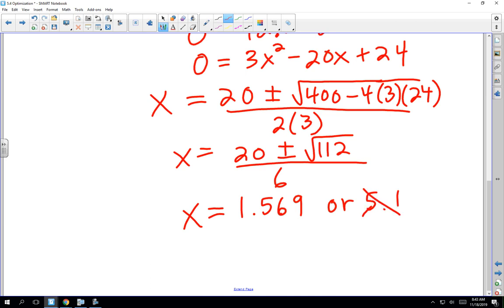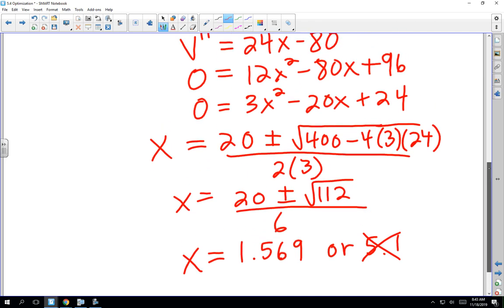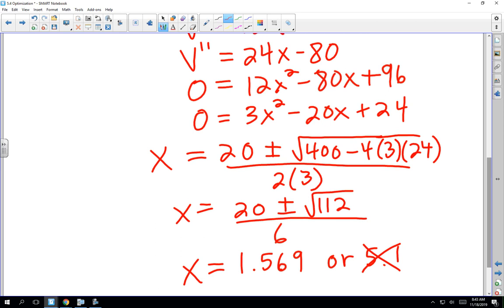Okay, so we can toss out that one. So our only candidate is the 1.569. To test to see if that's truly a max, I can plug it in to V double prime. What happens when I plug that into V double prime? V double prime of 1.569 is going to be positive or negative? Negative. So it's less than 0.